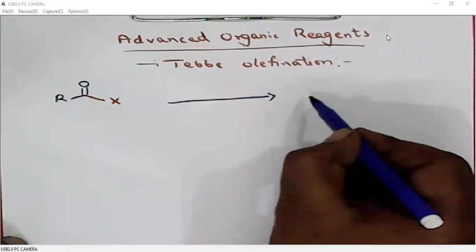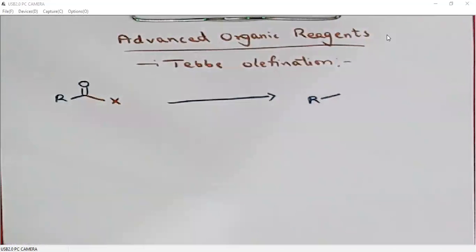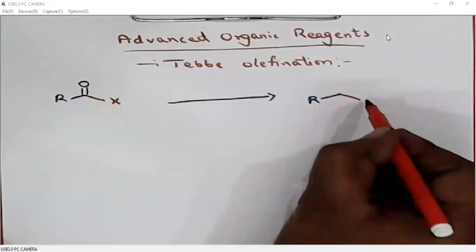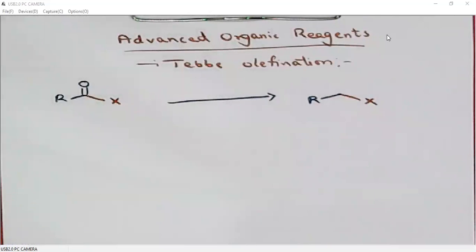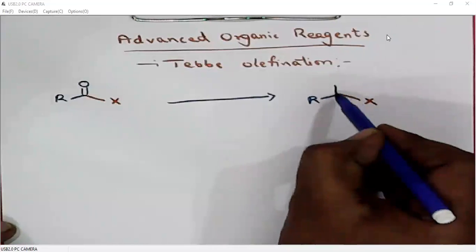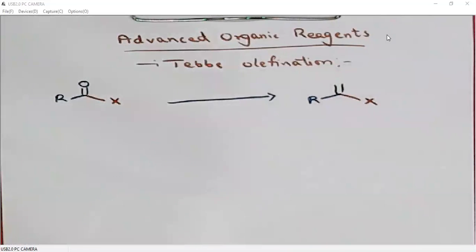into an alkene, the conversion of any carbonyl into an alkene using the Tebbe reaction. Conversion of any carbonyl into an alkene using Tebbe reagent.